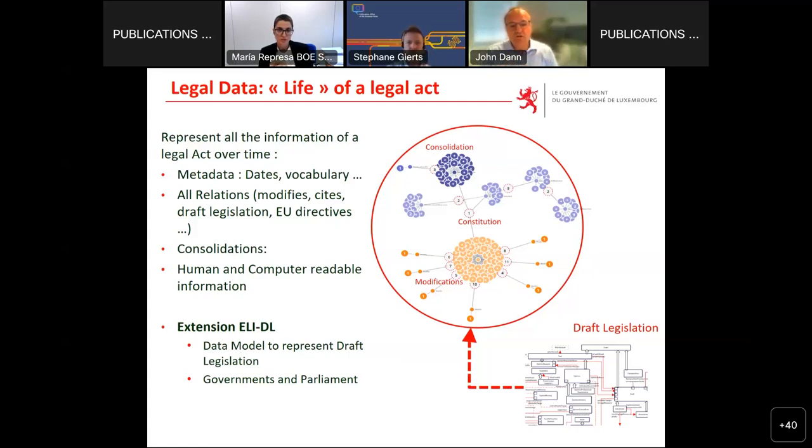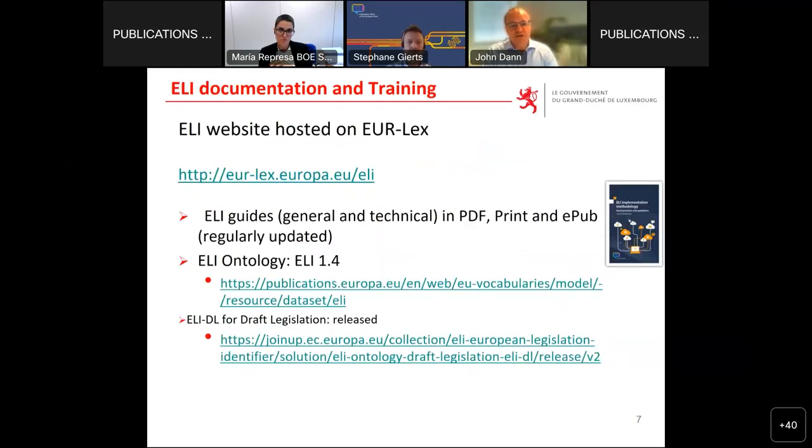What we saw over time, and there is going to be a further explanation on this in the morning, is what is missing is draft legislation. So everything which has been done before it's being published. So here also we did an extension of the model to really represent the draft legislation, would it be within governments or would it be within a parliament. So this will be presented, especially by the European Parliament, which will show what they have done. And I think it's very, very interesting for all nationals. A lot of information is available.